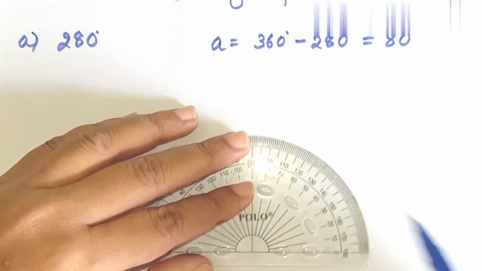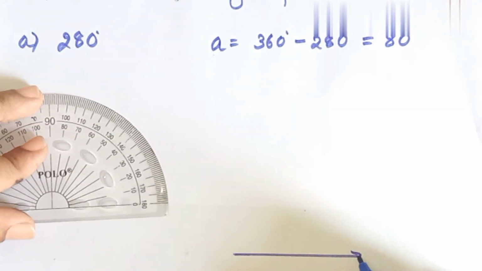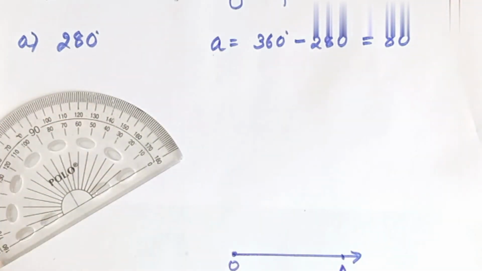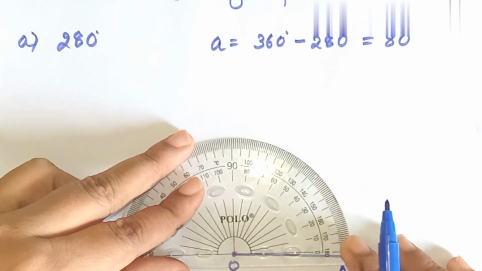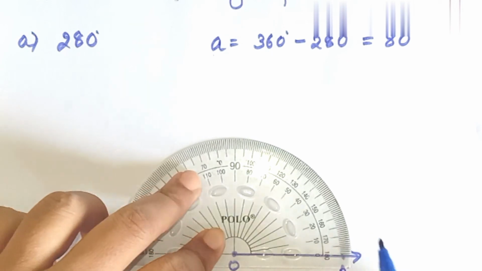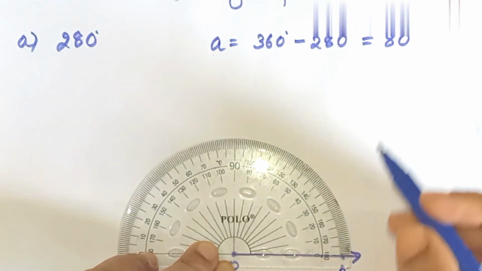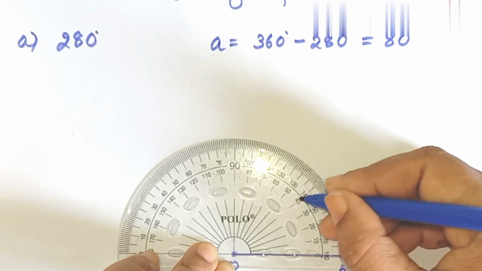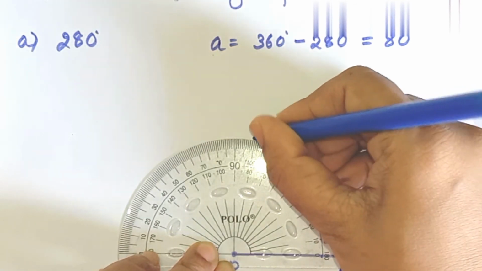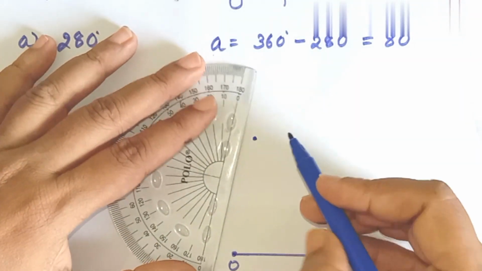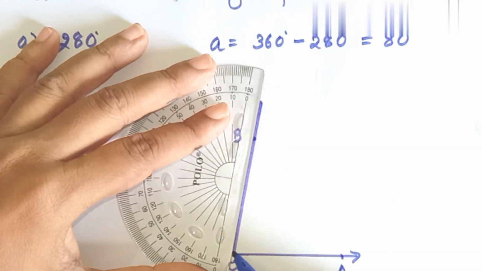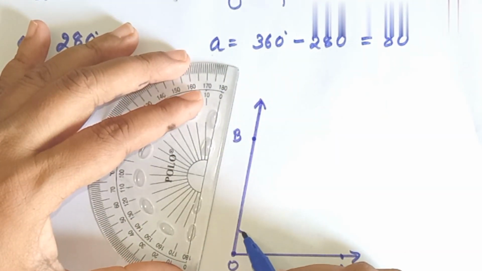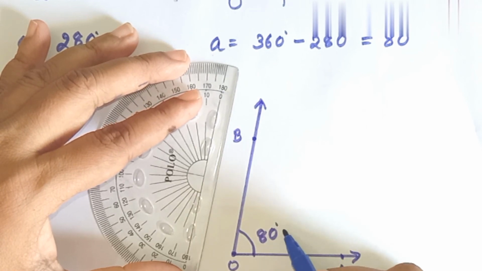First we draw a ray. Say this is O, this is A, and now we draw an angle of 80 degree. So match the center of the protractor, match the baseline of the protractor, select the inner scale, start from 0 and go till 80. So 10, 20, 30, 40, 50, 60, 70, 80. Here it is 80, so I put a dot here. Now let us join this point, say B, and O. When we join O and B, we get this A. This is 80 degree, which is A.